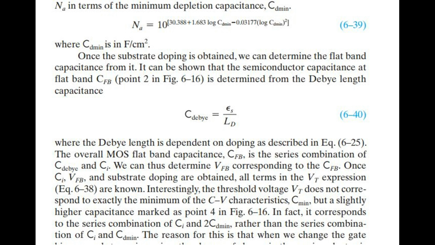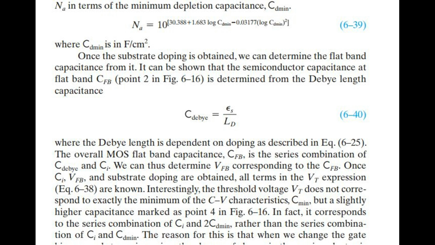It can be shown that the semiconductor capacitance at flat band, CFB, marked 0.2 in Fig 6.16, is determined from the Debye length capacitance, where the Debye length is dependent on doping as described in EQ 6.25. The overall MOS flat band capacitance, CFB, is the series combination of C Debye and Ci. We can thus determine VFB corresponding to the CFB. Once Ci, VFB, and substrate doping are obtained, all terms in the threshold voltage expression, EQ 6.38, are known.